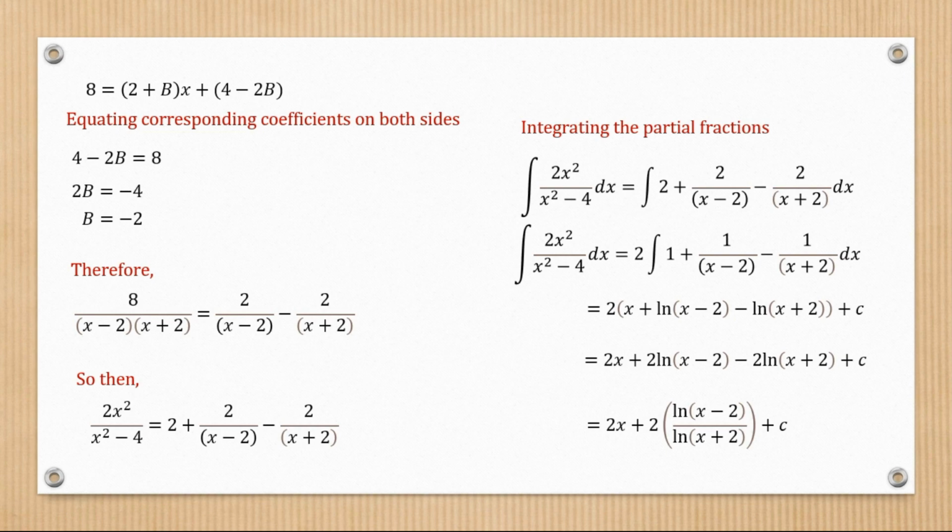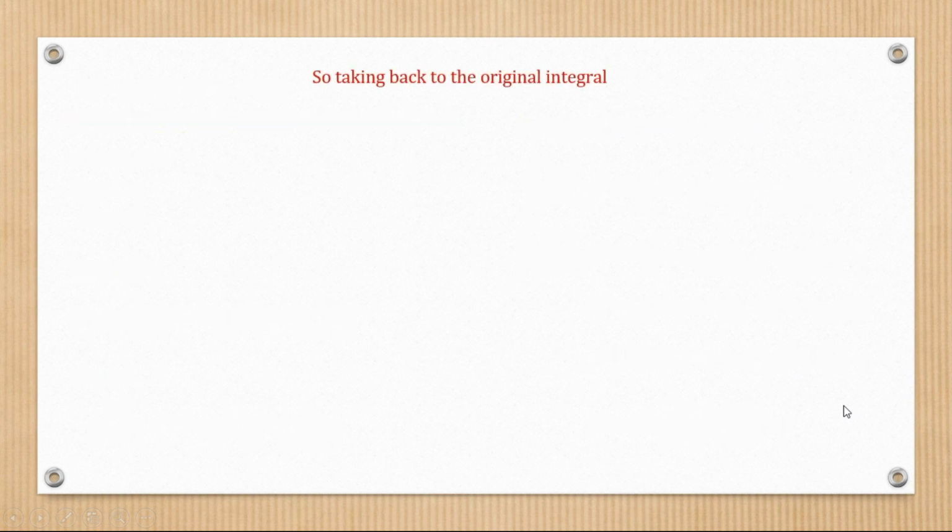So this can also be arranged this way, because a ln minus a ln is like division. So I have this divided by that with a 2 outside, because there is a 2 in common on both of them. Then we can take back to the original integral, because remember that we're dealing with integration by parts at the very beginning.